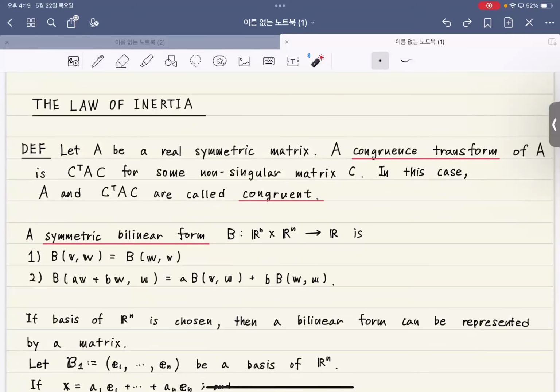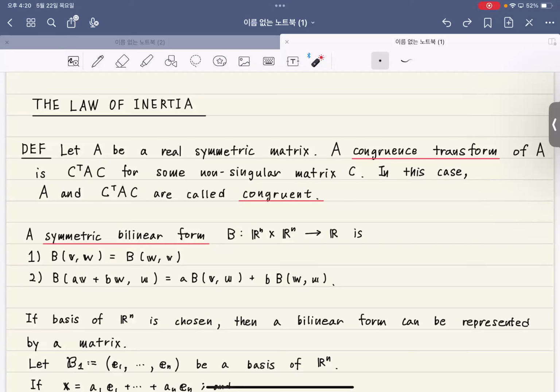The law of inertia. Okay. Now we are facing one of the most important questions on the positive definite matrix. So in this section, we are mainly interested in real and symmetric matrices. But why are we so much interested in the real and symmetric matrix? There is a more crucial idea lurking underneath.